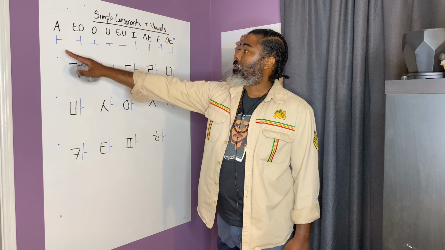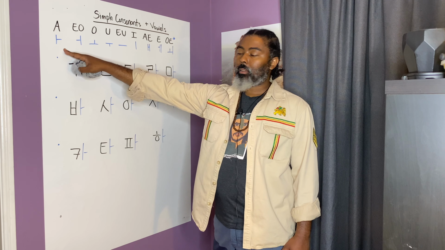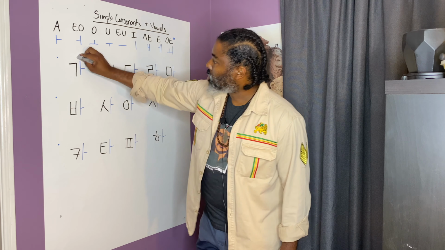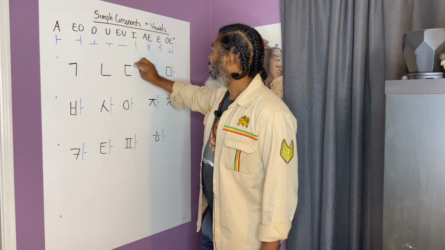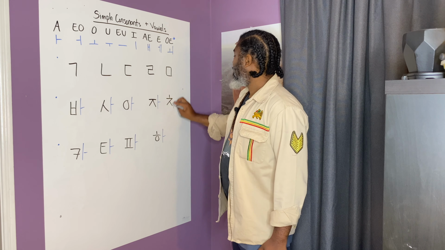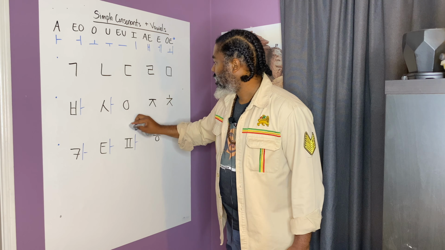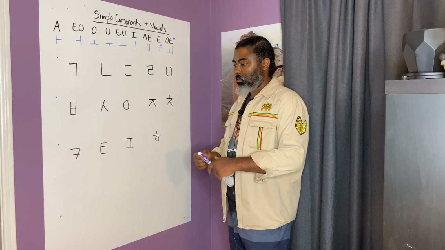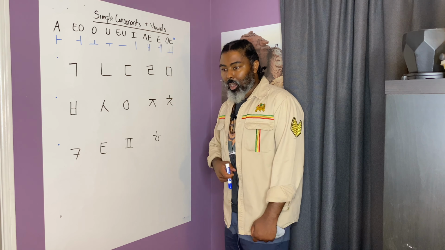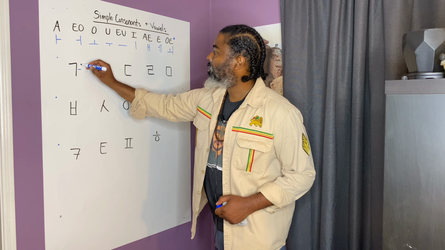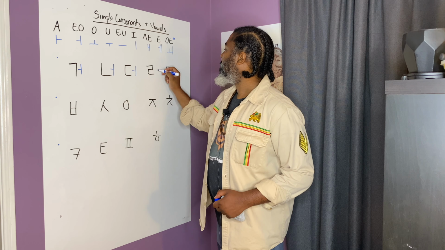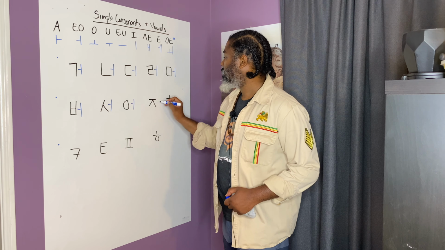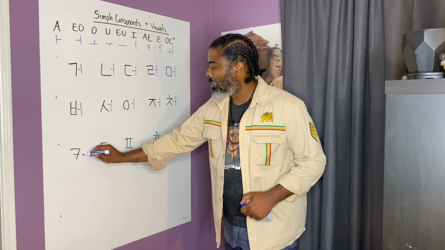Okay, so we've already used the first vowel. The next vowel is eo. So I'm going to quickly erase the a, and I will quickly write the eo, and it's like that. It's like you're being punched in the stomach. Mm-hmm. Yep. Okay. All right.